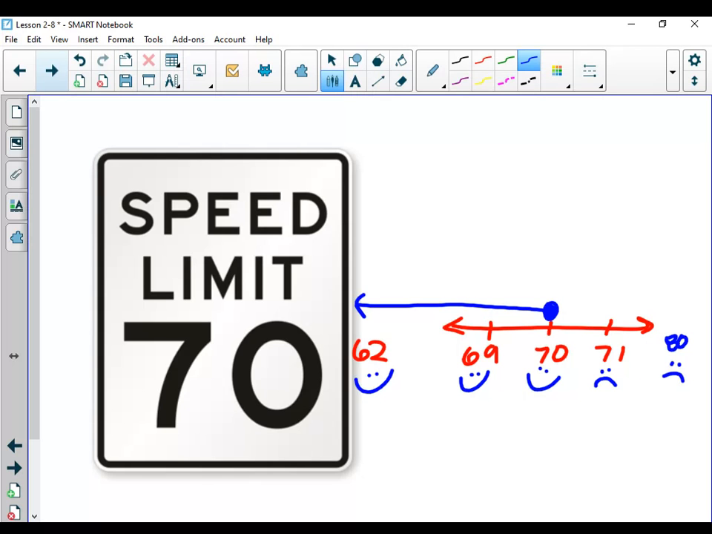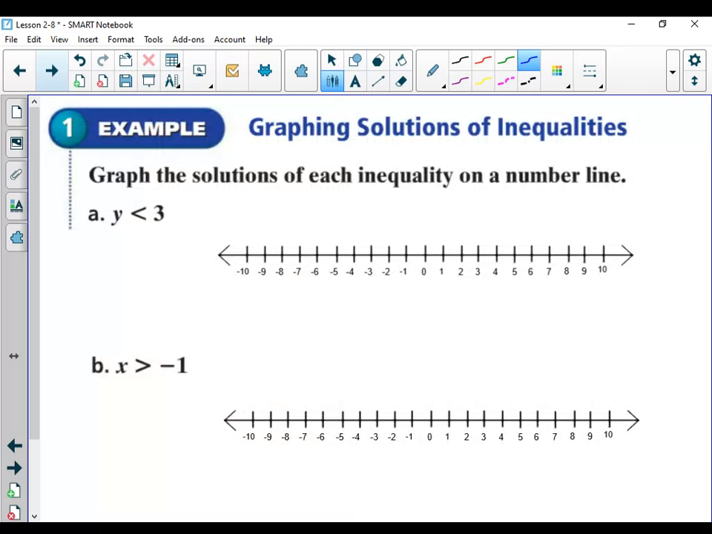I realize those pictures weren't on your notes, but I know these graphs are on your notes, so grab your pencil again. Y is less than 3. So I'm trying to fill in the blank with numbers that are less than 3. Could Y turn into a 2 and that be less than 3? Yes. Could Y turn into a 0, which is less than 3? Yes. Could Y turn into 5, which is less than 3? No.